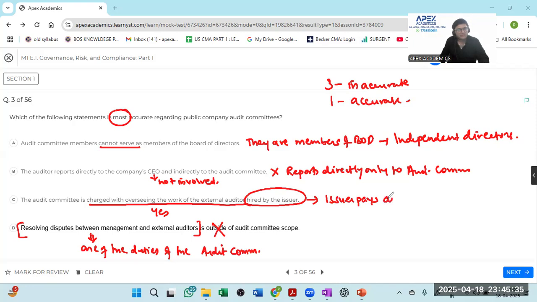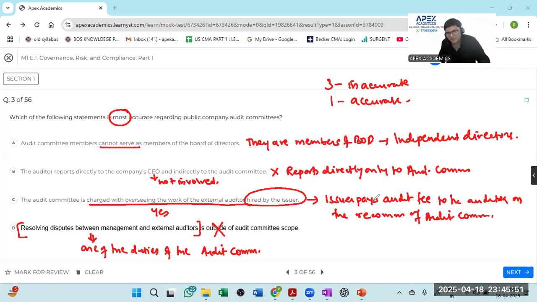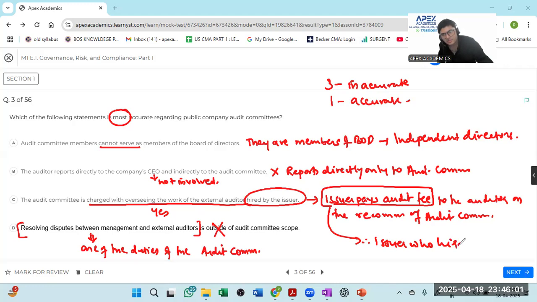Issuer pays audit fee to the auditor on the recommendation of audit committee. Sir, who pays the audit fee? Issuer pays the audit fee. So since the issuer pays the audit fee, therefore, it is the issuer who hires. It is the issuer who hires.